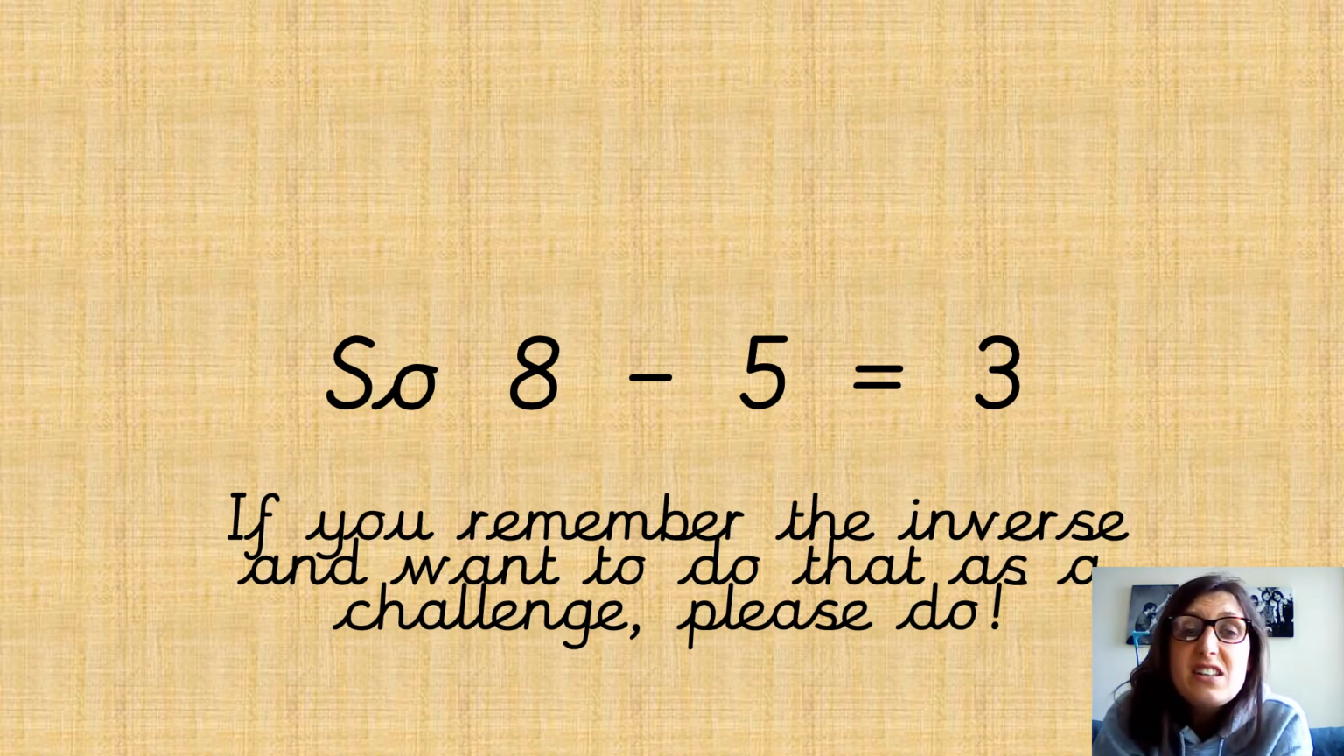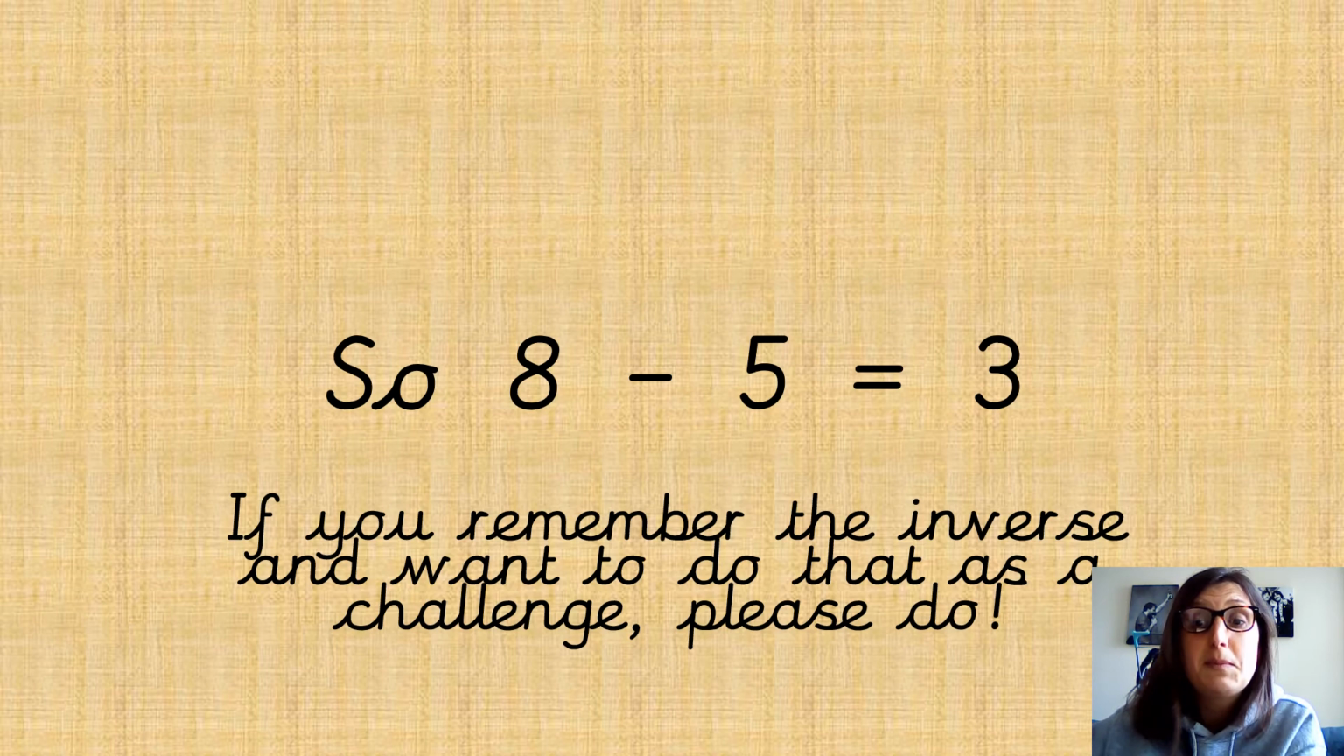So if you started with 8 sweets, but you gave 5 sweets to somebody else, you would have a smaller amount of sweets. You wouldn't have as many. If you had 8 and you gave 5 to somebody else, you would have 3 left over.